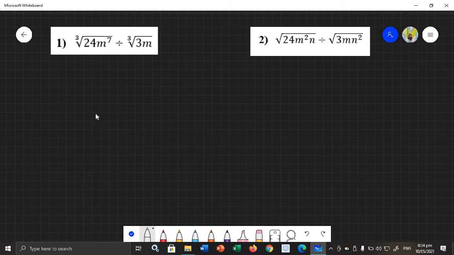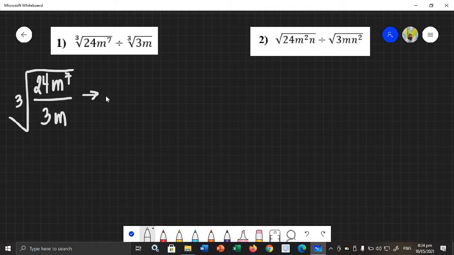In example number 1, we have the cube root of 24m raised to the 7, and we need to divide it by the cube root of 3m. According to the laws of radicals, specifically the quotient law, if they have the same index, we can just rewrite them in a single radical sign, given that the dividend will be the numerator and the divisor will be the denominator. And just divide them simply. So we have cube root of 24 over 3, that is simply 8, and m raised to 7 over m, that is simply m raised to the 6.